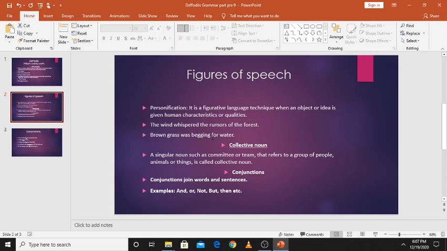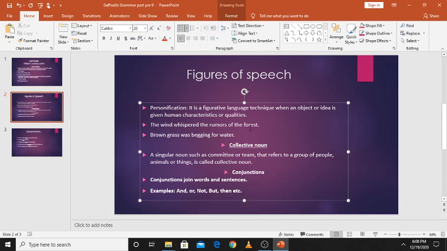Begging means asking for something. That is the quality of a human being, not the quality of grass. But here we attribute that quality to the grass, so that is called personification.